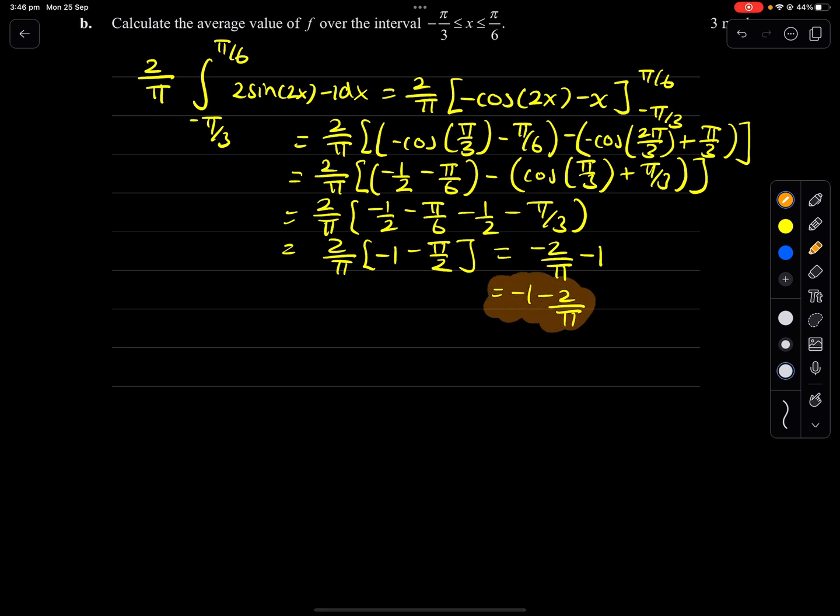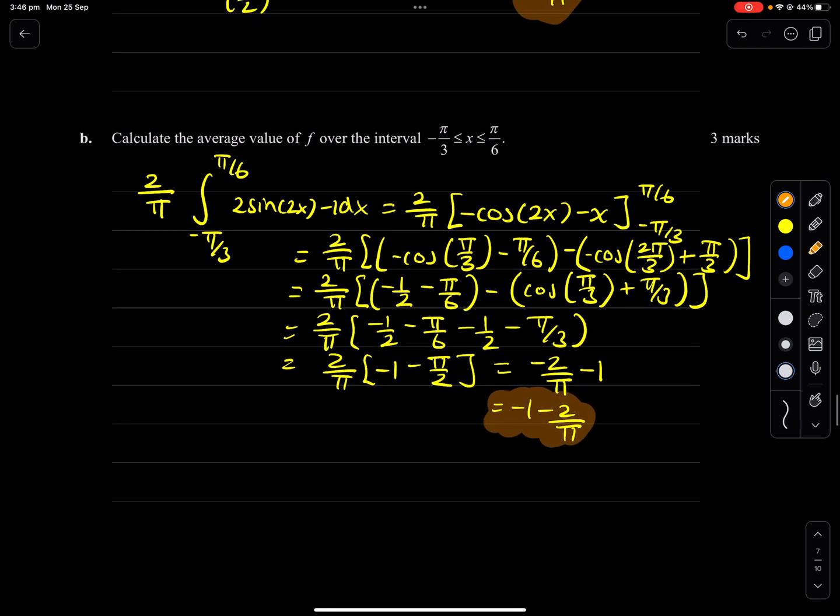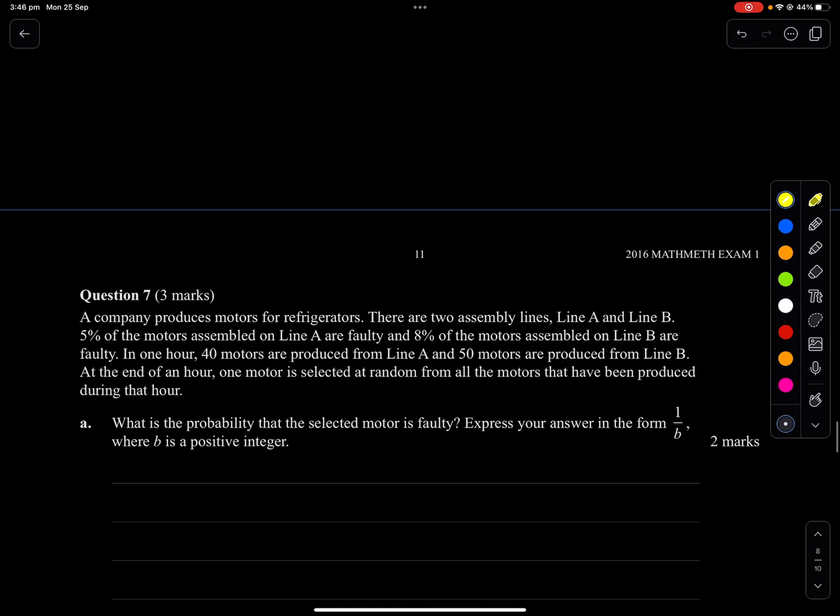Oh, I don't know. Wow, that's 3 marks. Dang, that's a lot of algebra. Maybe I made a mistake somewhere. Let's have a look. Just have a look. Damn. It doesn't look bad.